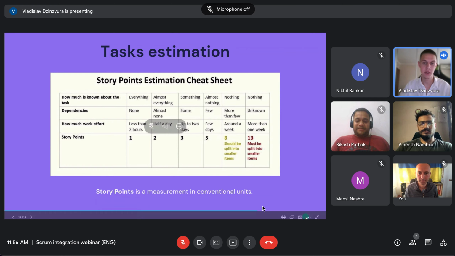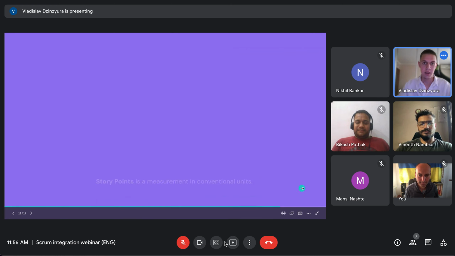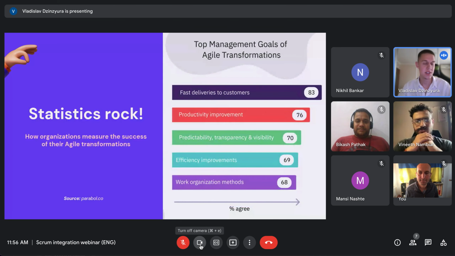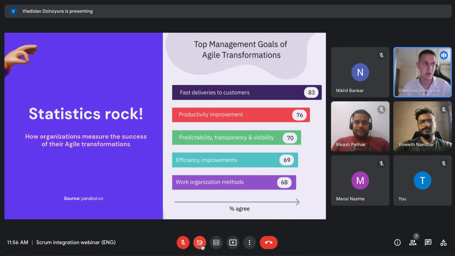Yep, thank you for the comments. And what about the statistics? On this slide, there is statistical evidence that agile integration actually works. Surveys were conducted on many organizations that have already integrated or just started integrating this agile development methodology.